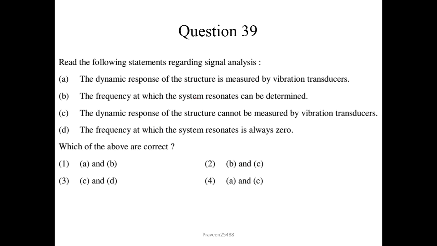Now 39. Read the following statements regarding signal analysis. The dynamic response of the structure is measured by vibration transducers. So this statement is correct here. The frequency at which the system resonates can be determined. So at resonance, our imaginary part is 0 and we calculate the frequency from that expression. So it's also correct. The dynamic response of the structure cannot be measured by vibration transducer. So this is not correct. The frequency at which the system resonates is always 0. This is also not correct. So A and B is correct. So first one is the correct answer.